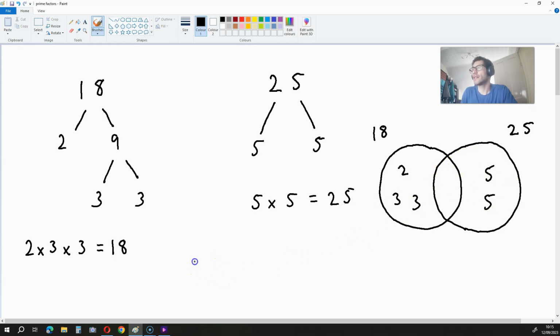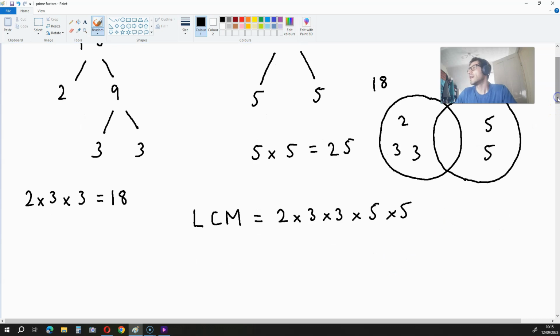So the least common multiple, LCM, okay, is going to be equal to 2 times 3 times 3 times 5 times 5. And in index form, this is the same as 2 times 3 squared times 5 squared. So let's figure out what this is on our calculators.